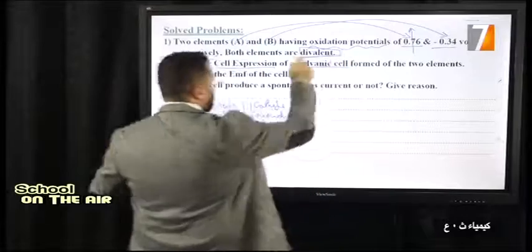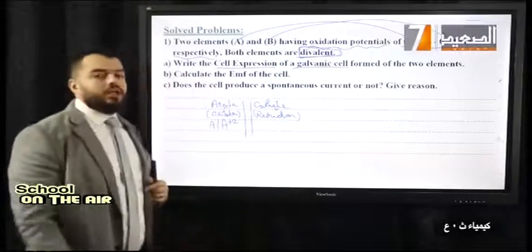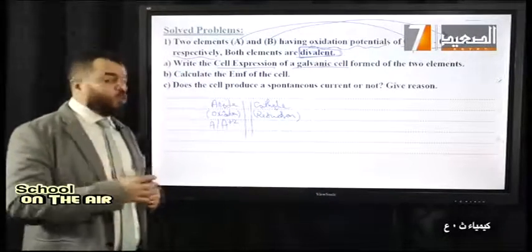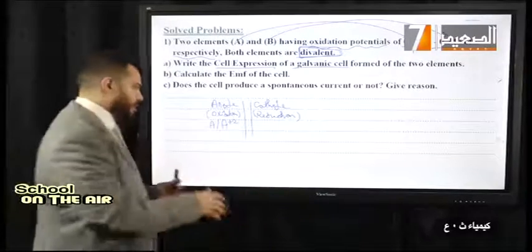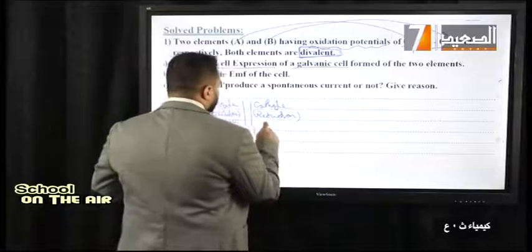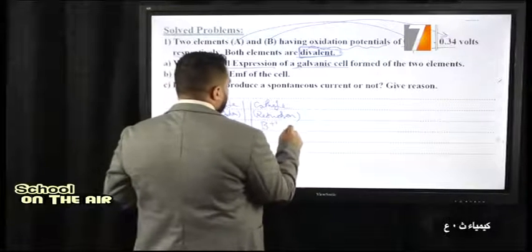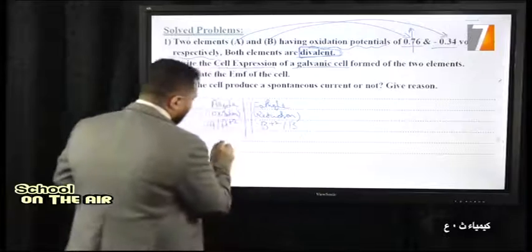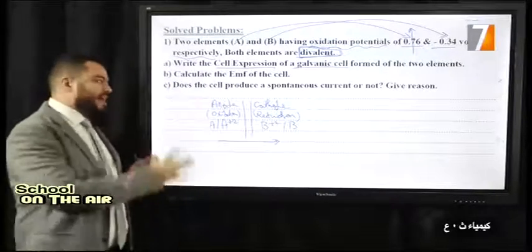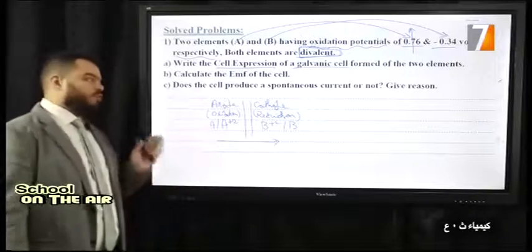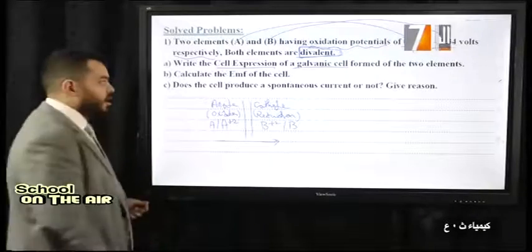Because he told us before that both of the elements are divalent, so they are going to lose 2 electrons, or gain 2 electrons if they are reduced. Okay. B will be changed from B positive 2 into B. And never forget the arrow which represents the direction of the electron flow from the anode to the cathode.